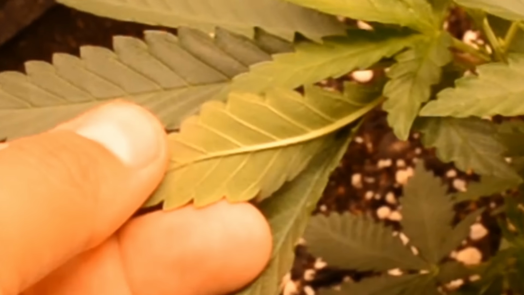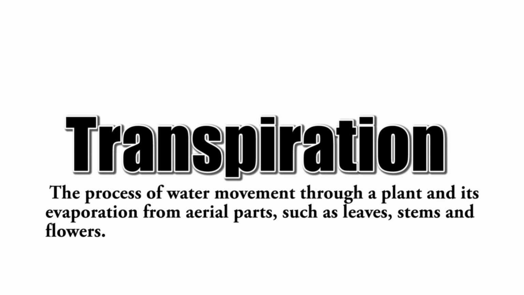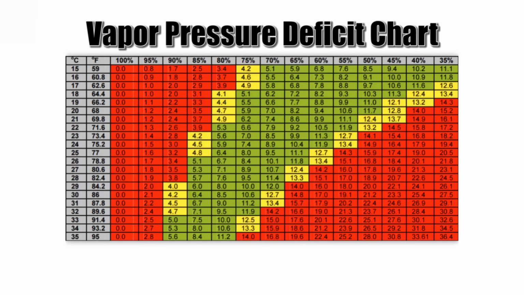You see, temperature affects the rate at which water moves through the plant out of the leaves. This is called transpiration. The hotter it is, the more transpiration, the more water sucked out of the soil. Humidity also plays a role because the more humid it is, the less the plant transpires. And you can find vapor pressure deficit charts anywhere on the internet. And they're pretty cool. I like them.